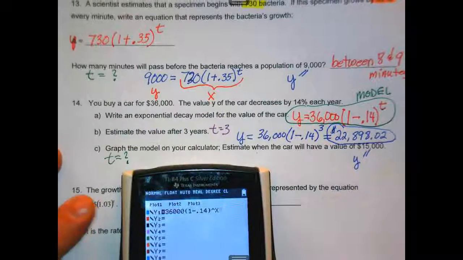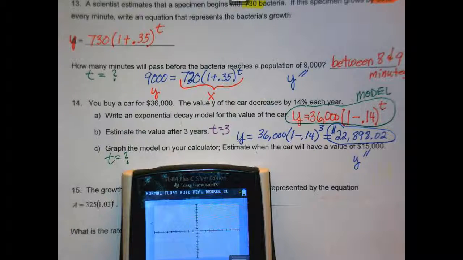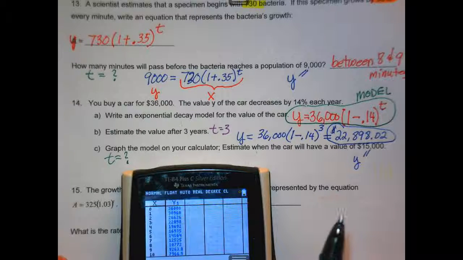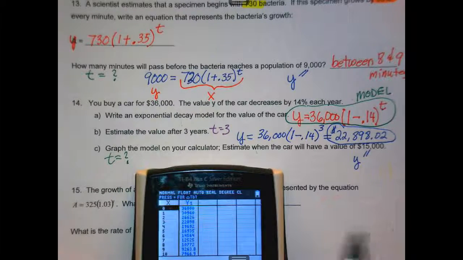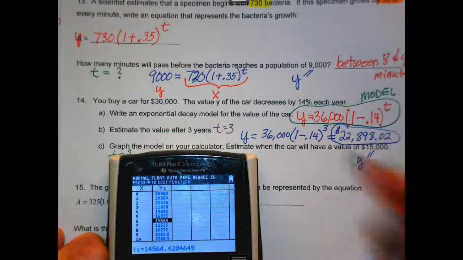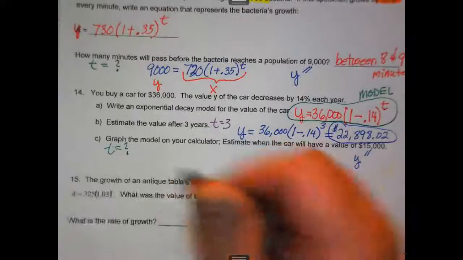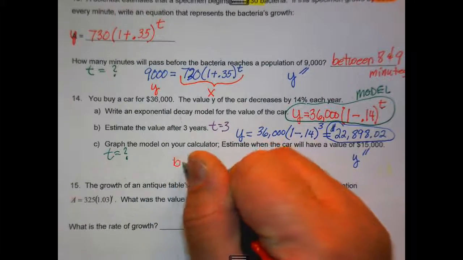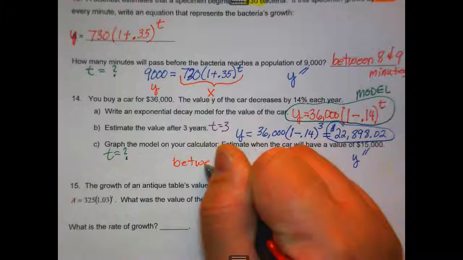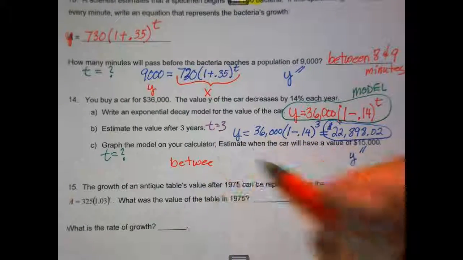Okay, so now I have to graph this. It's working, okay, graphed it. I don't care what it looks like. I'm looking for my y equal 15,000. And it's between what? 5 and 6. So between 5 and 6 years.